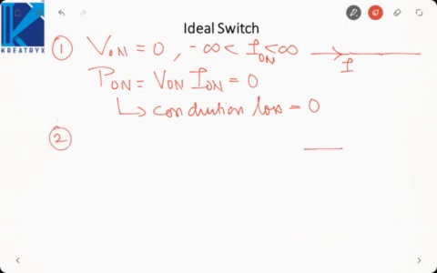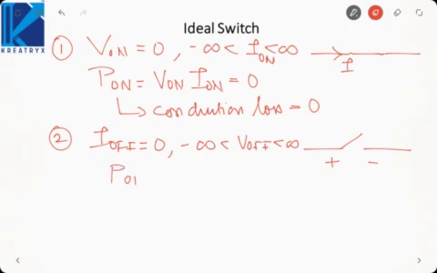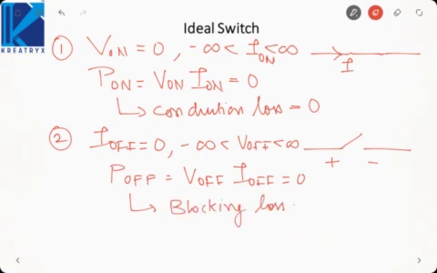Now when the switch is open, the switch must not carry any current. So I off will be 0. And the voltage across the switch will be determined by the supply and the load, and it can have any value. If we wish to determine P off, it will be V off into I off, that is 0. This is called your blocking loss. The off state of the switch is also called the blocking state. So blocking loss must also be 0.